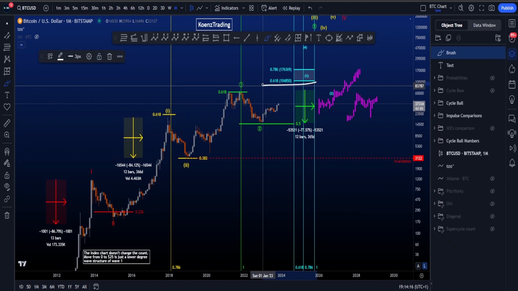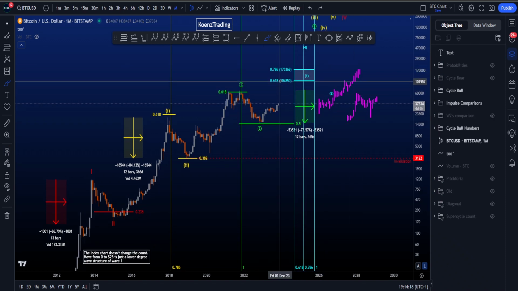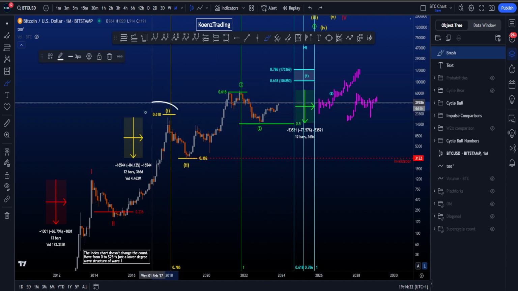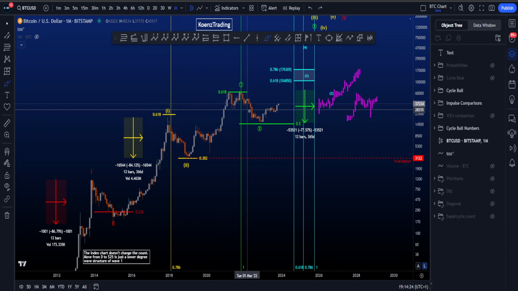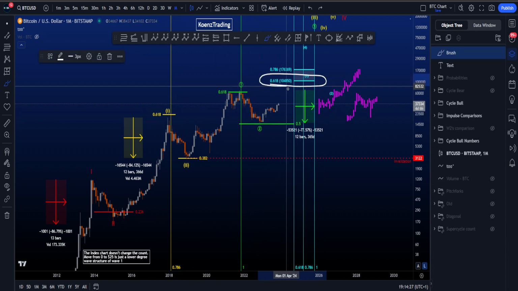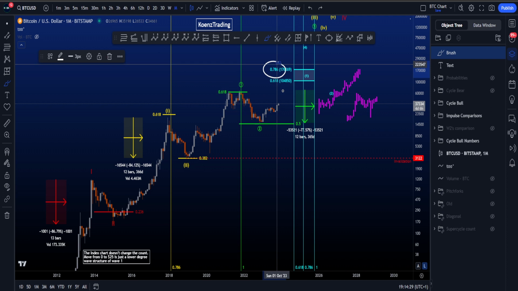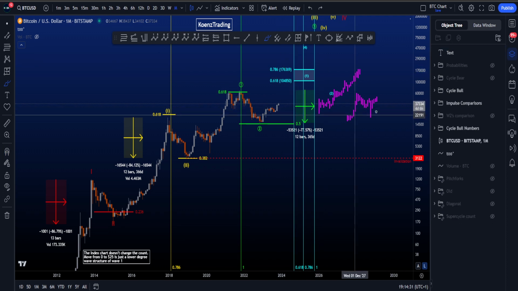Now, if we look at this blue wave 1 over here, then the target area can be estimated around the 0.618 trend-based fib extension based on the previous highs that we have over here, giving us a target around 100k. I also put the 0.786 on the chart at 176k.